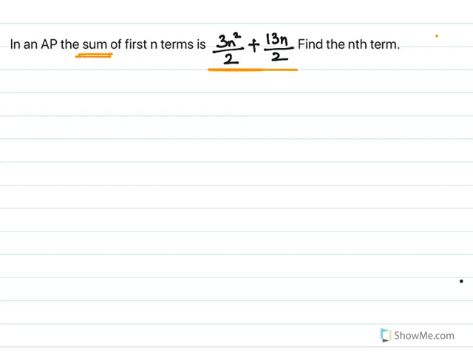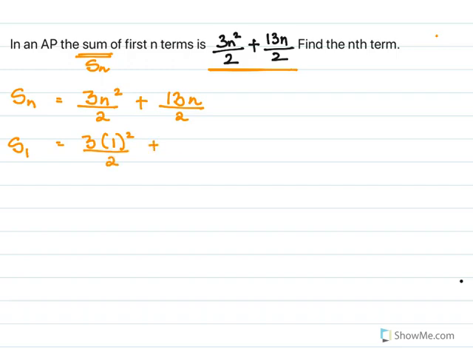In an AP, the sum of its n terms is given. Find the nth term. So the sum is given, so Sn equal to 3n square over 2 plus 13n over 2. If I put n equal to 1, wherever there is n, I will put 1. This is equal to 3 over 2 plus 13 over 2. This is 16 by 2, and that is 8.